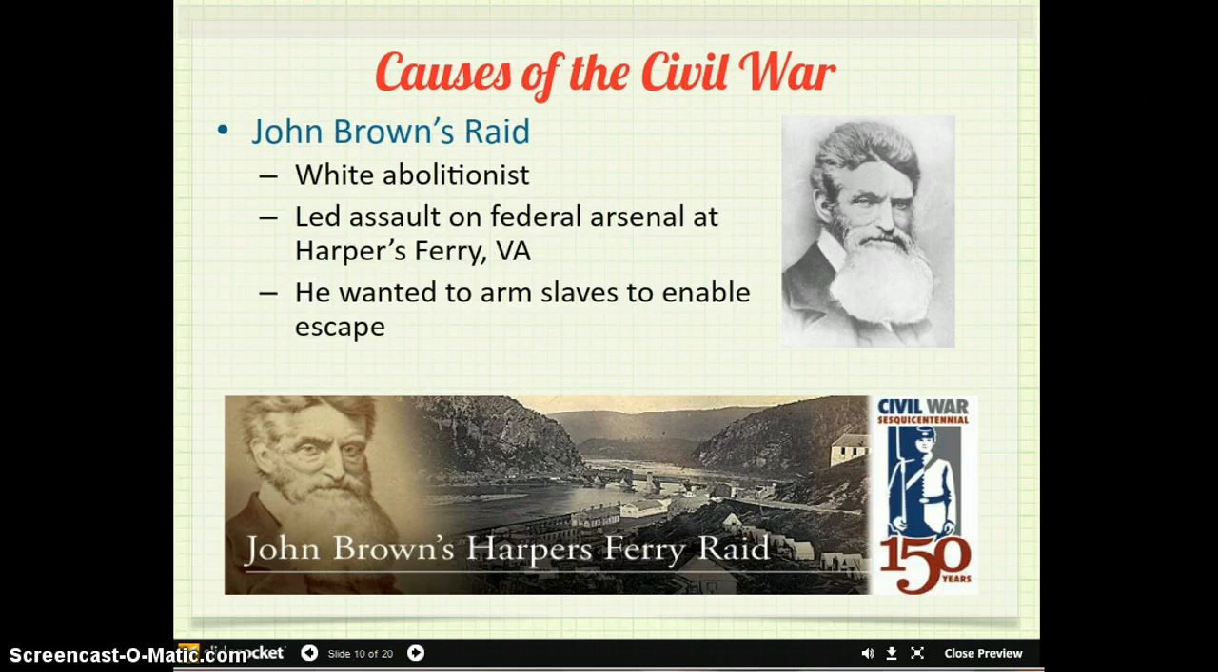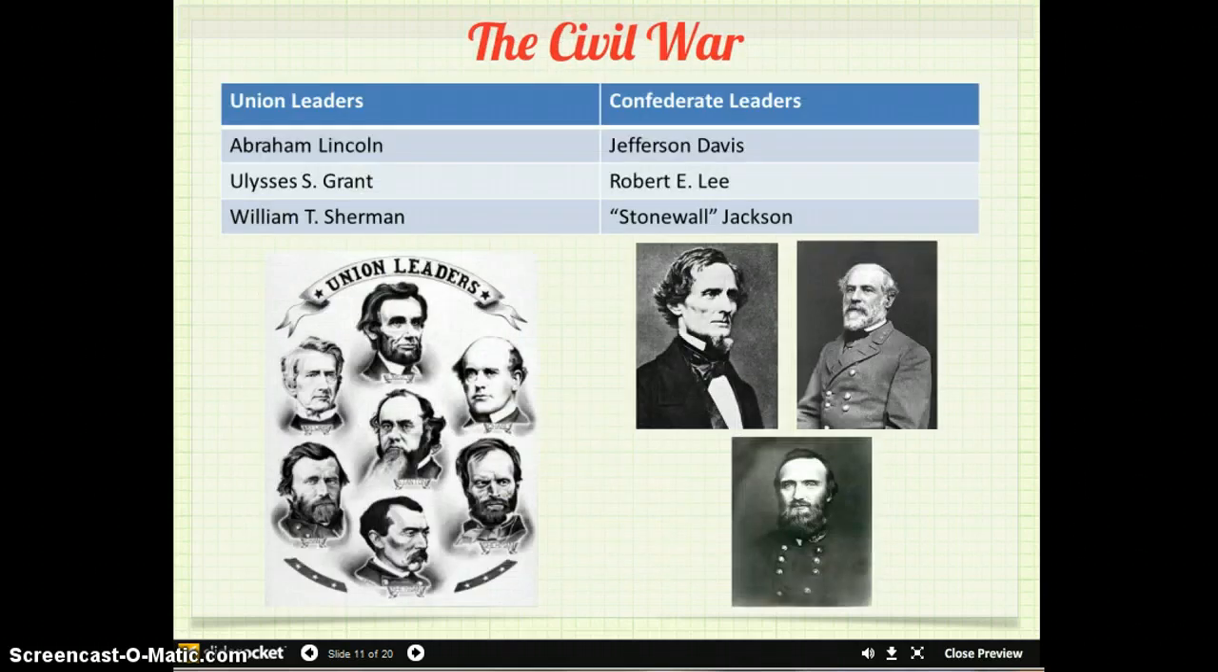The final cause of the Civil War that we're going to talk about today is John Brown's raid. John Brown was a white abolitionist who wanted to arm slaves to enable them to escape. He led an assault on a federal arsenal at Harper's Ferry, Virginia in 1859. Even though his assault was put down, it did lead to a growing issue between the North and the South. The North will view him as a hero, and the South will be afraid of other assaults similar to John Brown's.